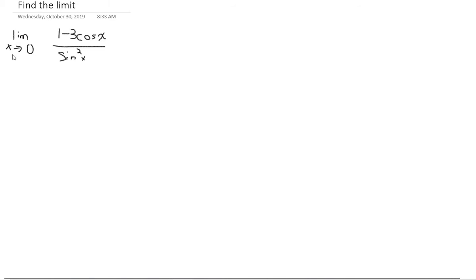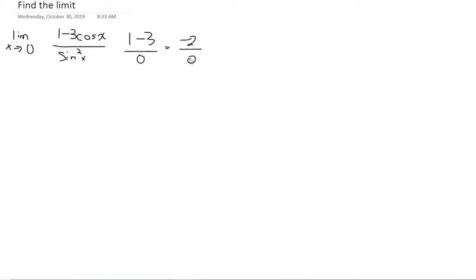Find the limit. Okay, so this looks very similar to what we just did. Let's go ahead and get at it. Let's just plug in our limit here. We're going to have 1 minus 3 times 1. Cosine of 0 is 1, so just negative 2 right there, all over sine squared of 0. Well, sine of 0 is just 0. It doesn't matter if it's squared. 0. And so we get negative 2 over 0.